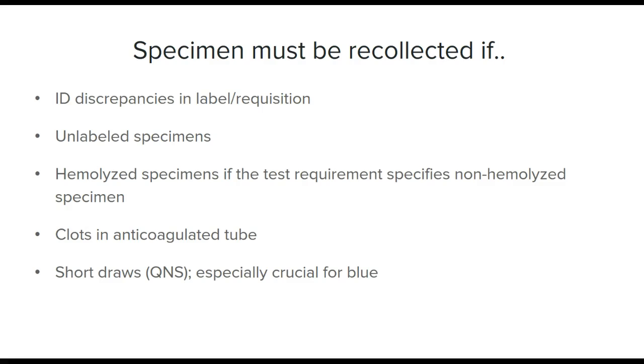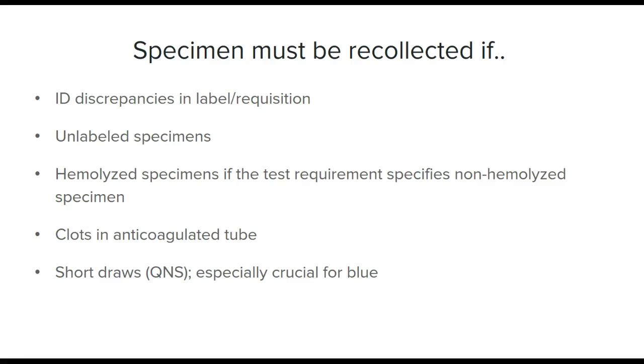Okay, specimens need to be recollected if they're not labeled right, if they're not labeled at all, if the specimens are hemolyzed, if it's supposed to be an anticoagulated tube and it has a clot in it, if it's a short draw, which means there's not enough specimen, and QNS means quantity not sufficient, especially for the blue top tube. Remember, it has to be drawn to the line.